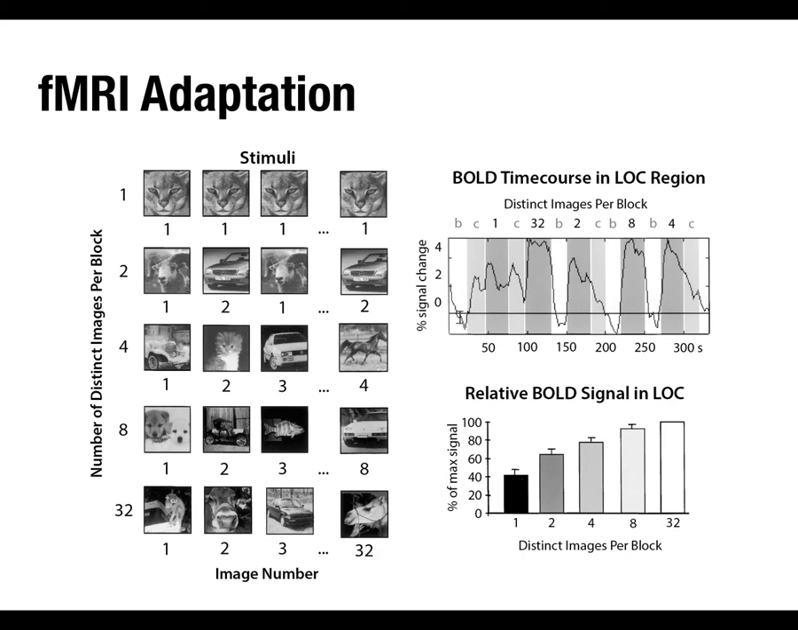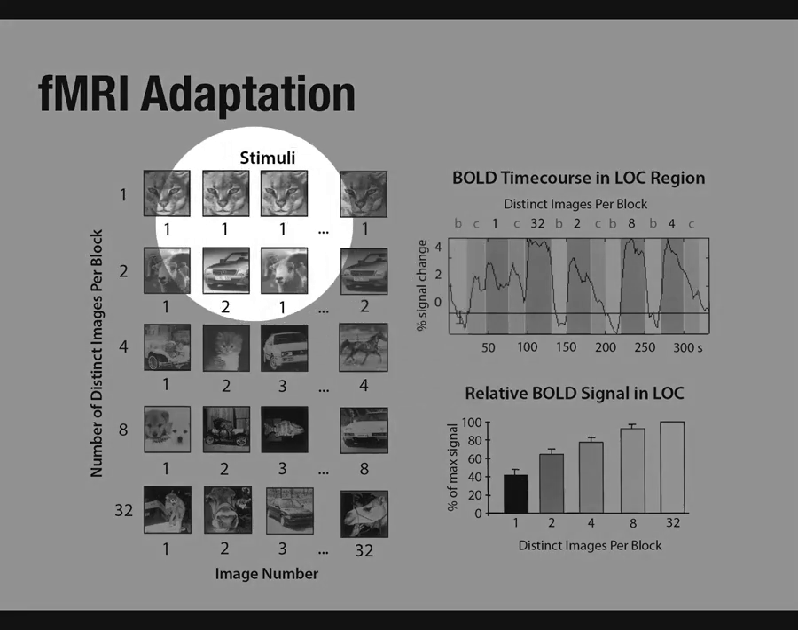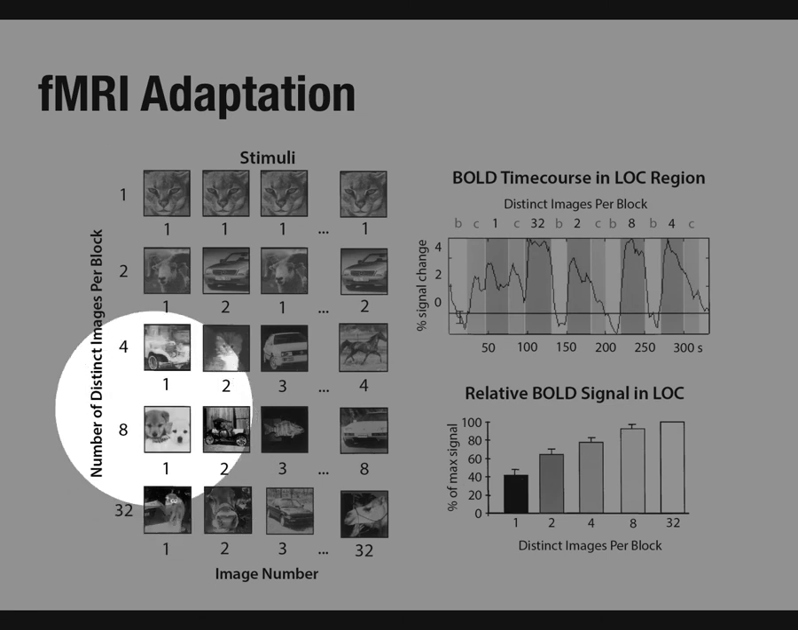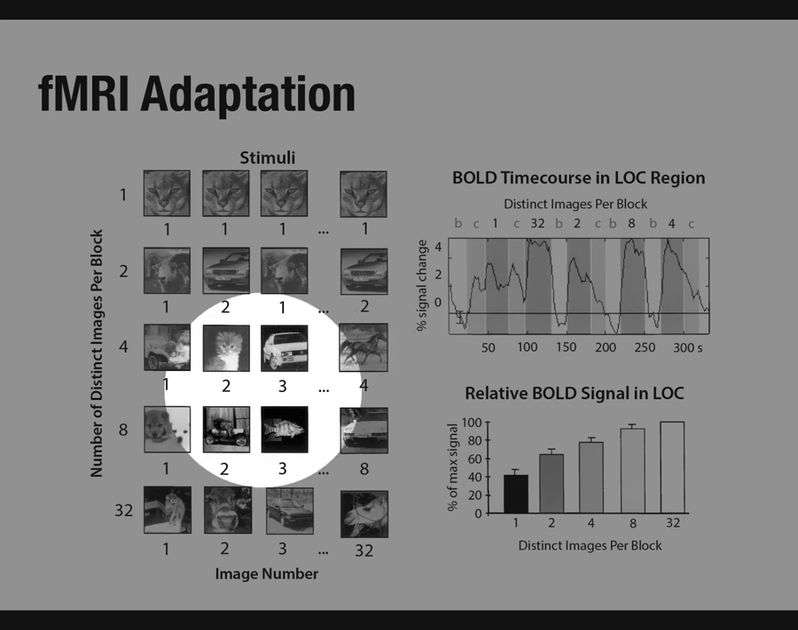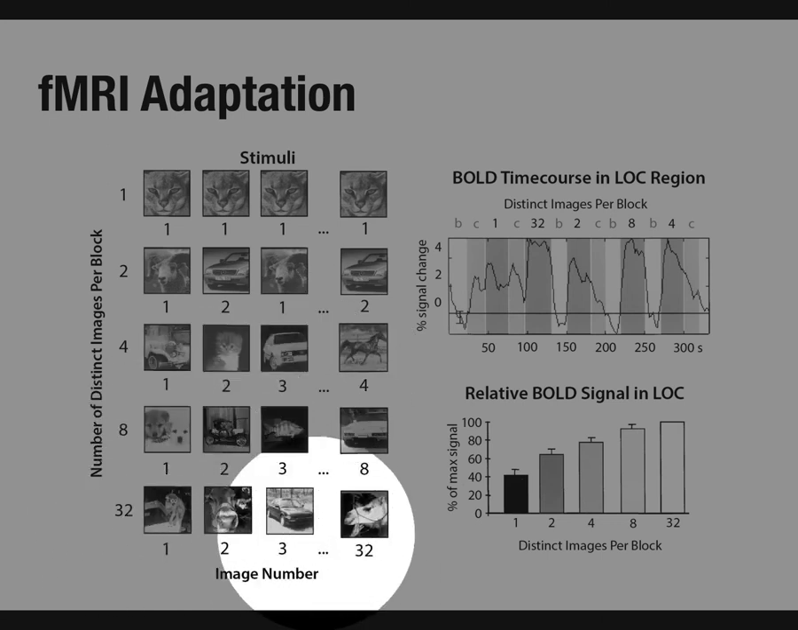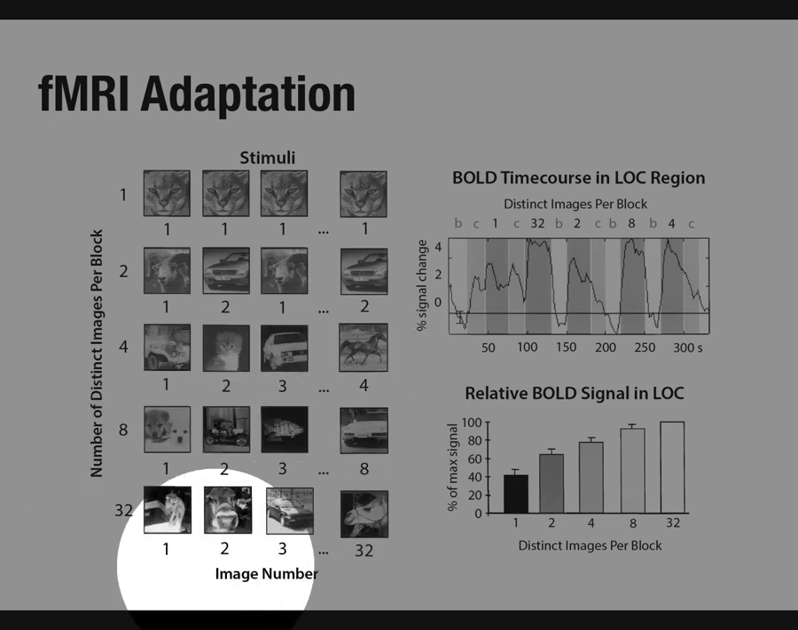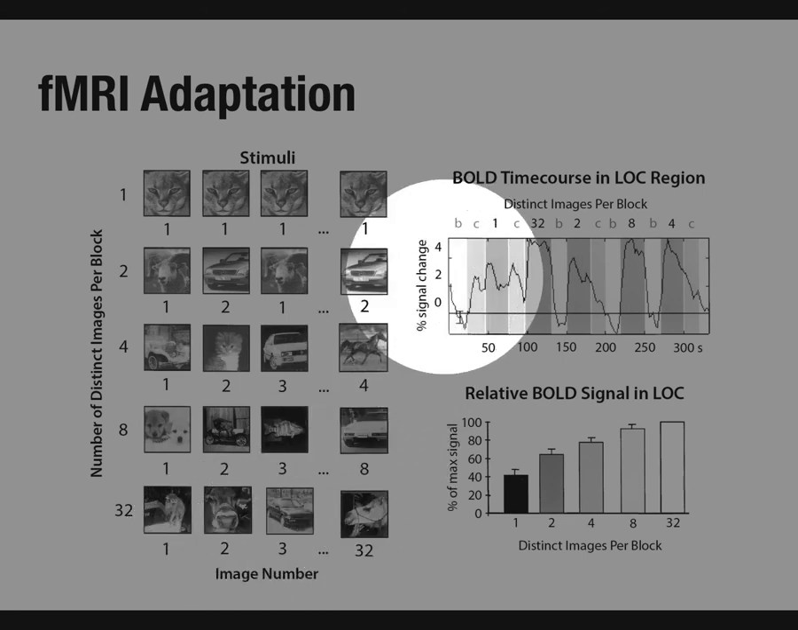So very simply, the adaptation design, the way Grill-Spector and colleagues originally showed it, is just manipulating the number of different stimuli within a block. The strongest adaptation should occur when you just show the same stimulus over and over. And then as you alternate, here's 2 different stimuli, 4 different stimuli, up to 32. There were 32 images in a block, so this is basically each image is different. And then look at the strength of the response.